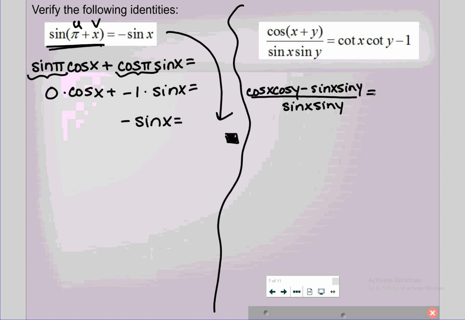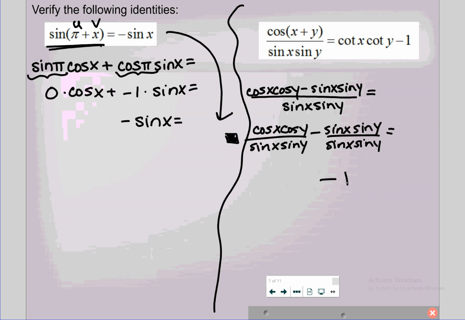Am I allowed to cancel those sine x sine y's? Because does every term have a sine x sine y? No, but it would be really nice if I could cancel them, right? So I'm going to separate what I have into 2 separate fractions. As long as they have the same denominator, I'm allowed to do that. So cosine x cosine y will be over sine x sine y minus sine x sine y over sine x sine y. And you can see if I subtracted those, they have a common denominator, I'd be right back where I started. Those are equivalent expressions. But now because I split it, I can cancel. And if I cancel something over itself, what am I left with?